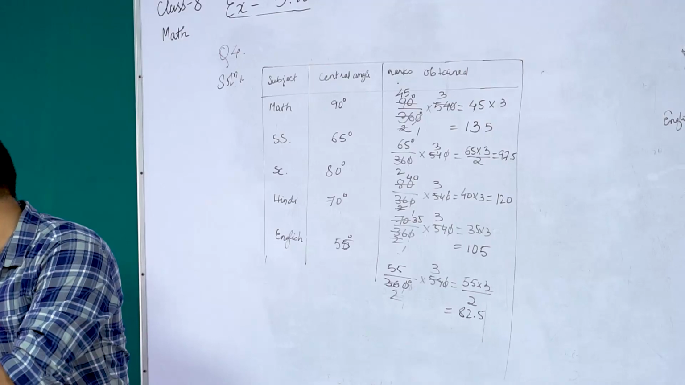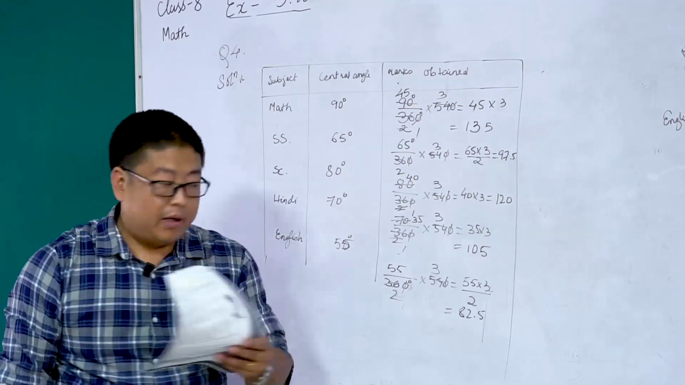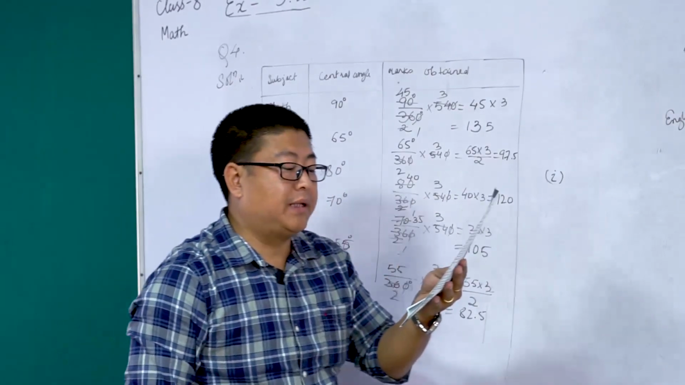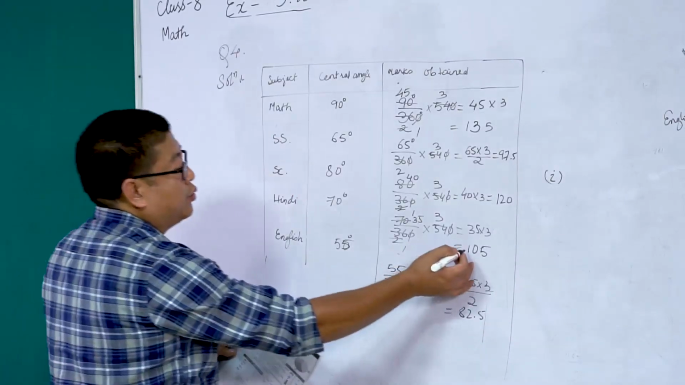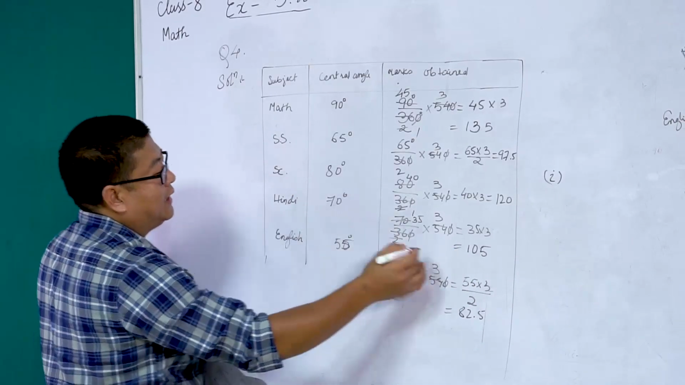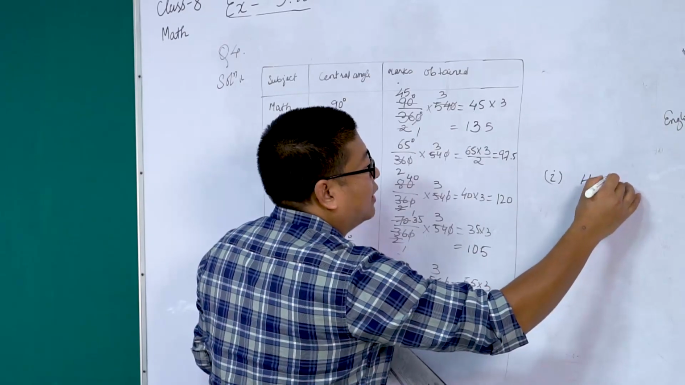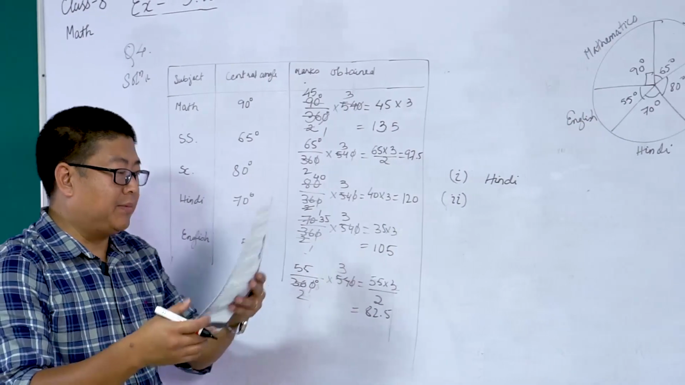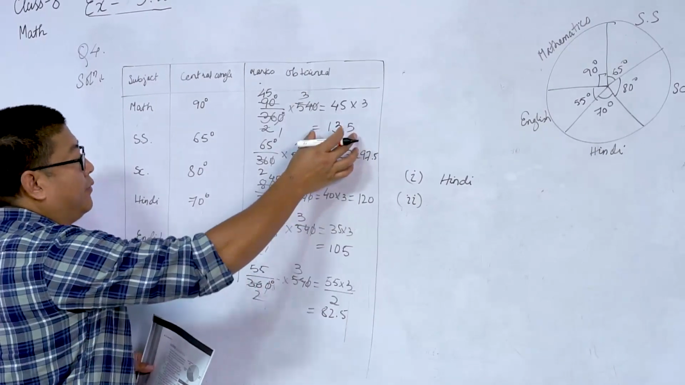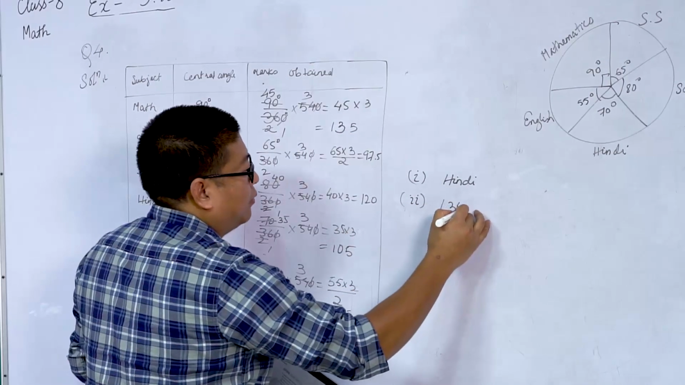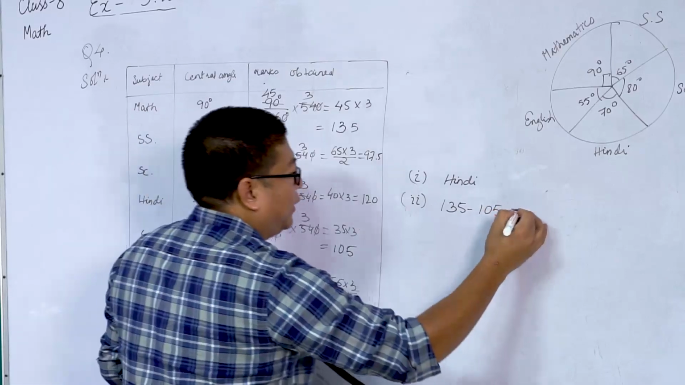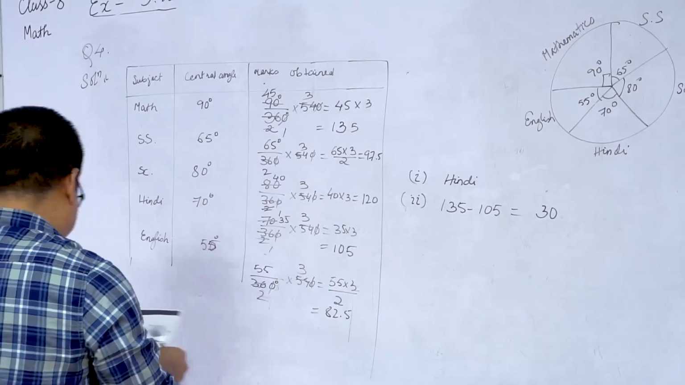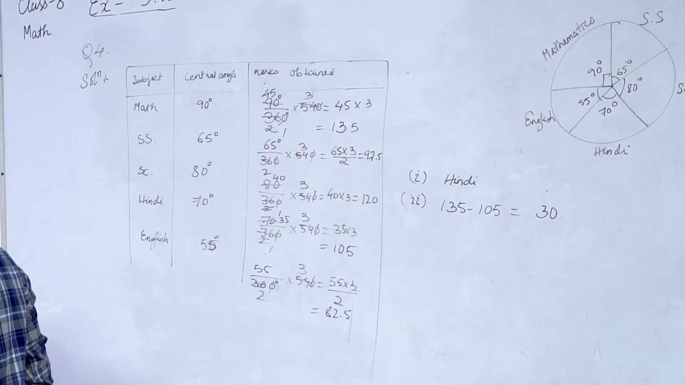So with this we can continue to the next part of the question. So we will answer the questions likewise. Question number 1, in which subject did the student score 105? If you look at the table, you will see that in Hindi, the student scored 105. Next question, how many more marks were obtained by the student in mathematics than in Hindi? So mathematics 135, Hindi 105. We subtract them. We get 30.